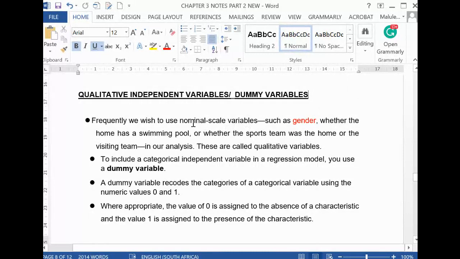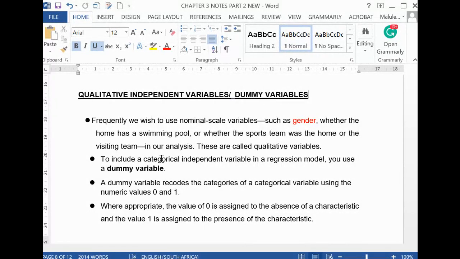Frequently we wish to use nominal scale variables such as gender. Under gender, you're expecting male or female. Whether the house has a swimming pool, obviously you're expecting a yes or a no. Whether the sport team was a home or a visiting team. Even that one, you're expecting a yes if it's a home or visiting.